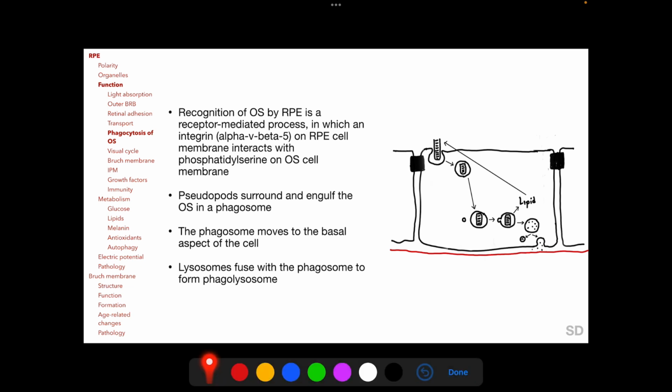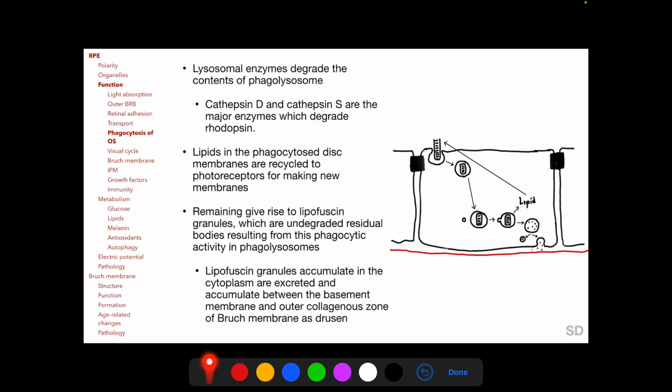Recognition of the outer segment of a photoreceptor by the retinal pigment epithelium is a receptor-mediated process. Following this recognition, pseudopods in an RPE cell surround and engulf the tip of the outer segment in a phagosome. The phagosome moves to the basal aspect of the cell, and then lysosomes fuse with the phagosome to form a phagolysosome. Lysosomal enzymes, particularly cathepsin D and cathepsin S, degrade the contents of the phagolysosome, and lipids in the phagocytosed discs are recycled to the photoreceptors for making new membranous discs.